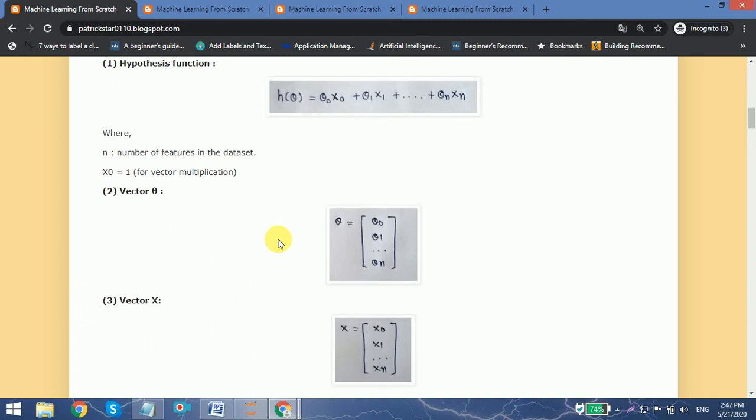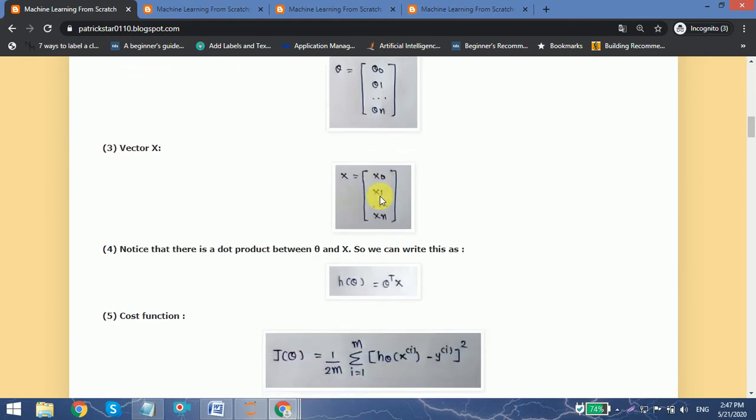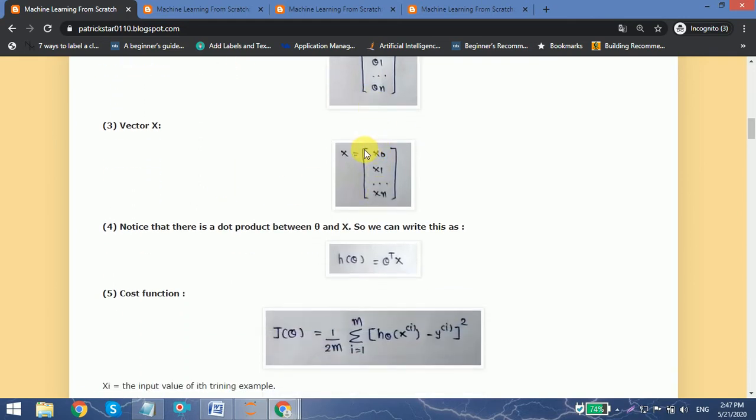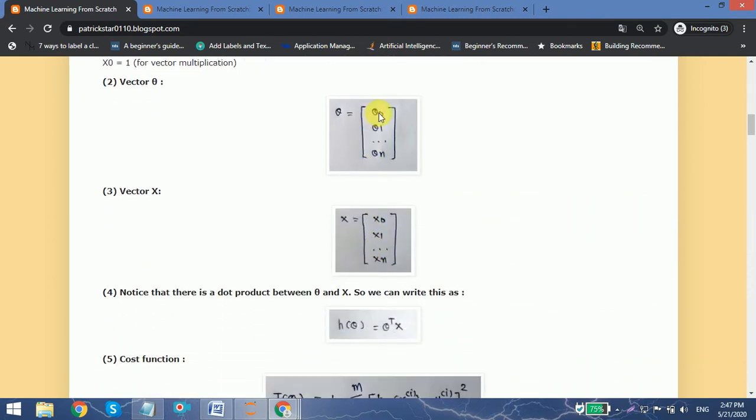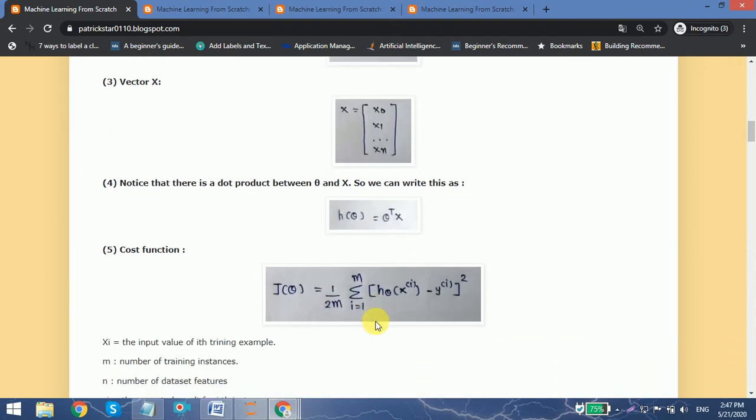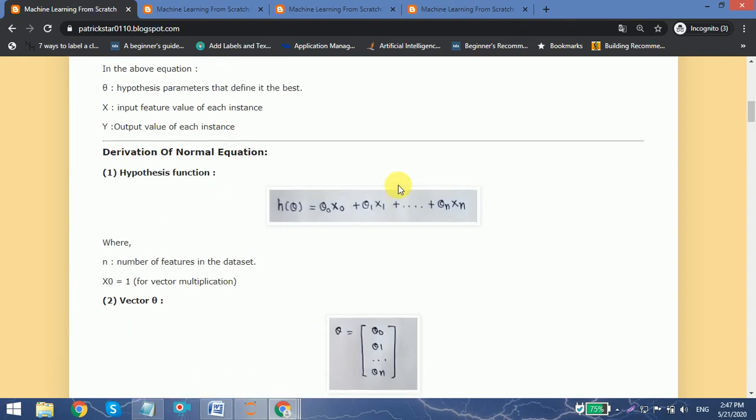Moving forward, the second one is the vector theta, which holds the parameters from theta 0 to theta n, and it is a column vector, of course. I have all this description of various types of matrices and their operations in my previous video, so if you want to check it out, I will put the link in the description. The next one is the vector x, that is also a column vector that holds the x coordinates of our data points. The next point is the dot product between theta and x. To get this equation, you have to transpose the theta matrix and then multiply it with our x matrix. This will give us our main hypothesis function, that is this.